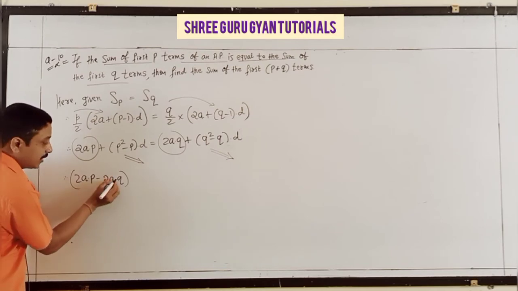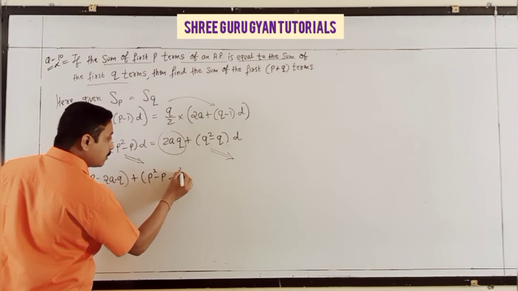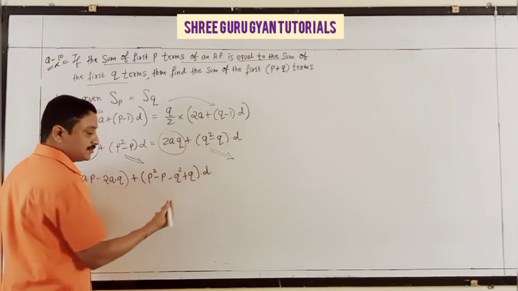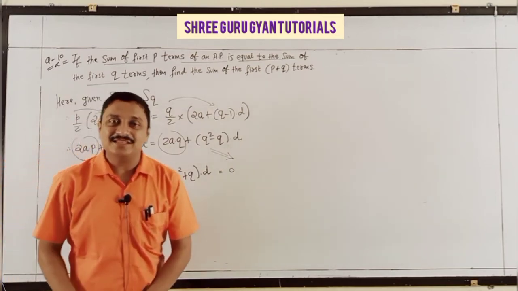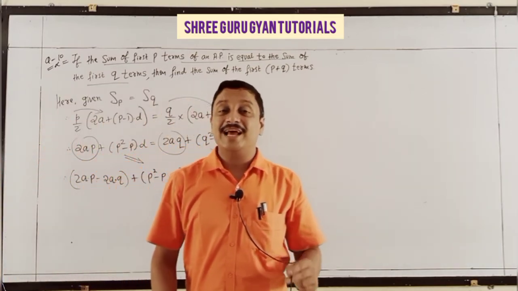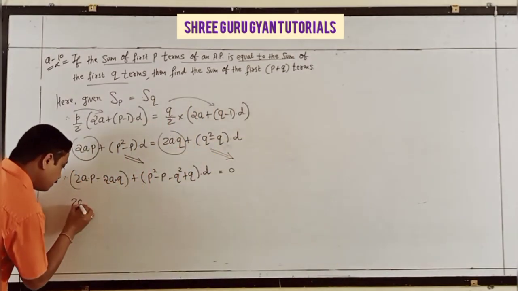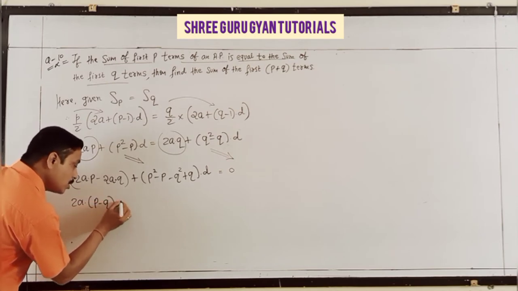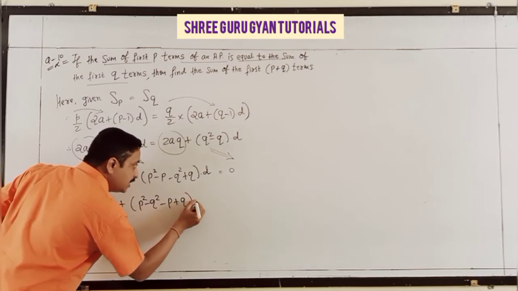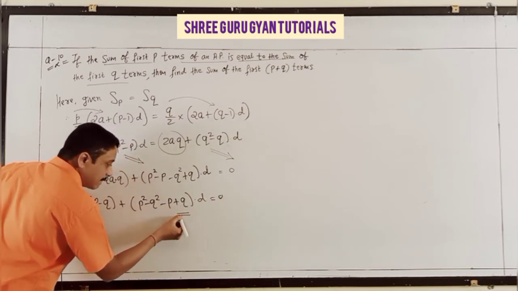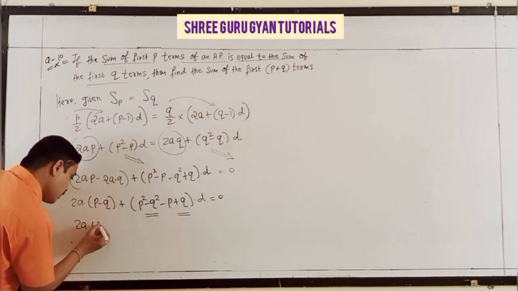Another: p square minus p minus q square plus q, and d, is equal to 0. Actually, students, I take the same terms in common and after that do the factorization. So here 2a common, p minus q. Here p square minus q square minus p plus q, and d as it is. Here you have to split, and p minus q as it is.